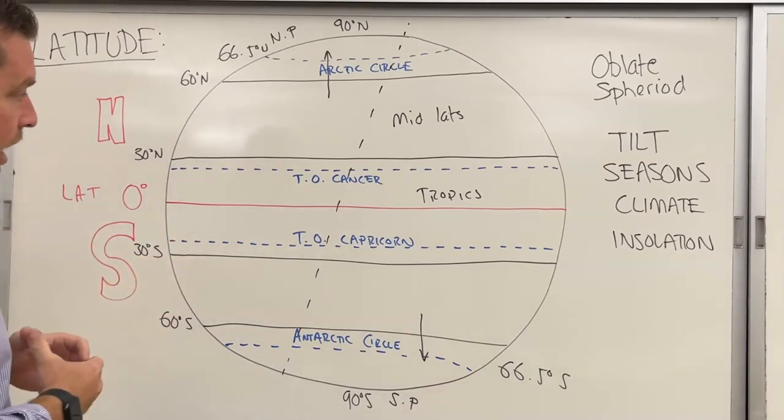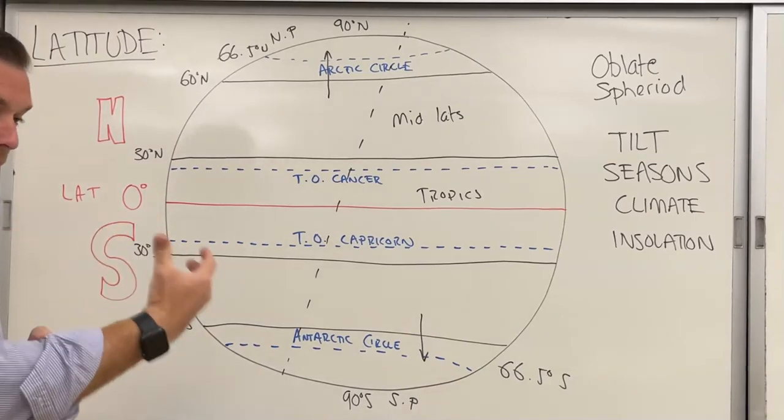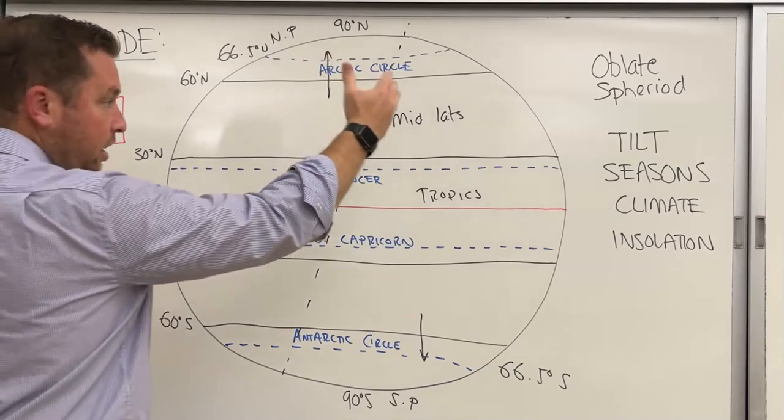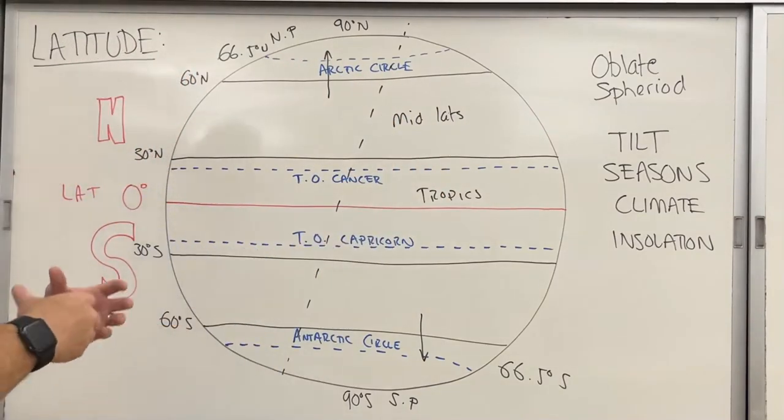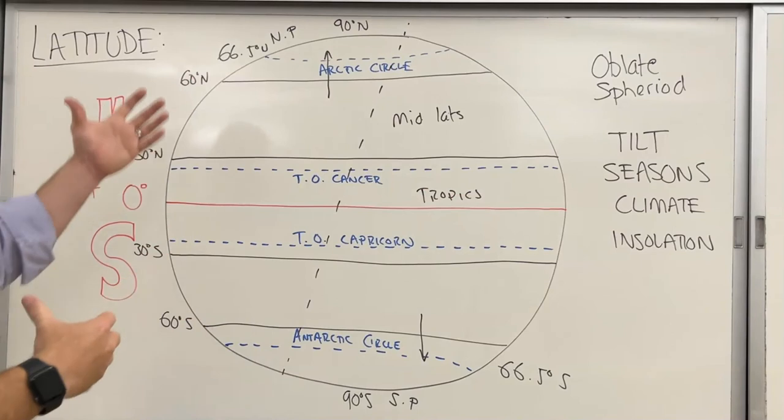So seasonality is key, plus the weather patterns, plus the insolation, and latitude to create our daily life in certain areas of the world.